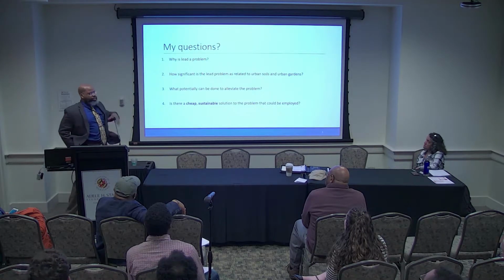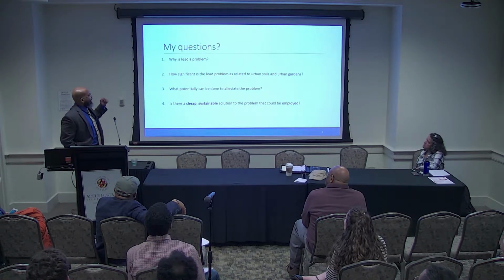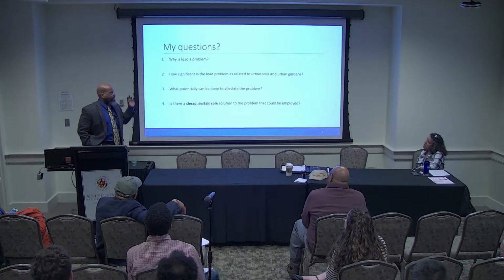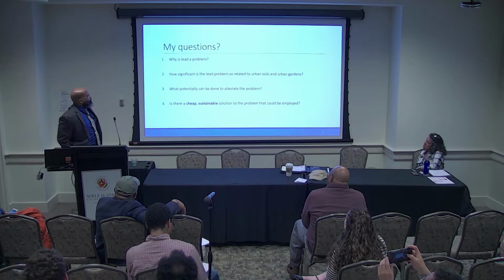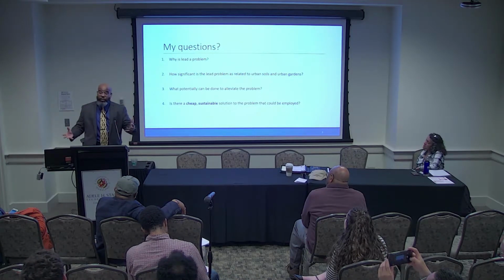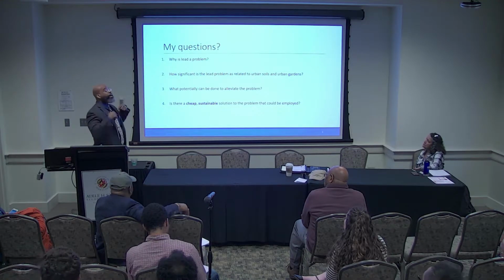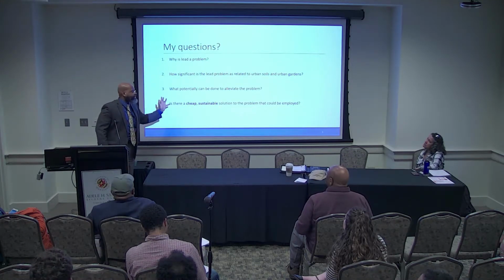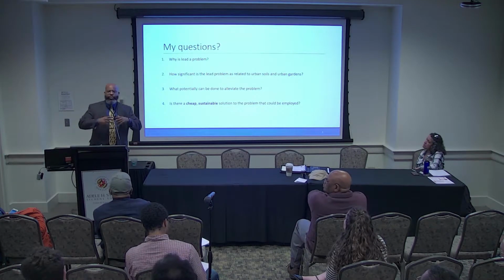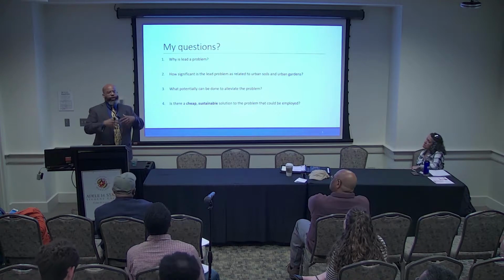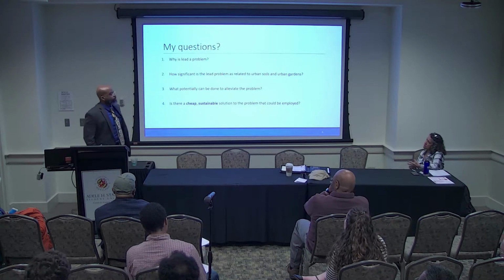All right, so the questions, right? Why is lead a problem? How significant is the lead problem as it relates to an urban environment, you see? And potentially what can be done about it? Because there are a lot of modalities to address the issue. But is there a cheap, sustainable solution to the problem, particularly when you're talking about working class and working poor communities, which are those communities that are disproportionately impacted by this contamination problem, you see?